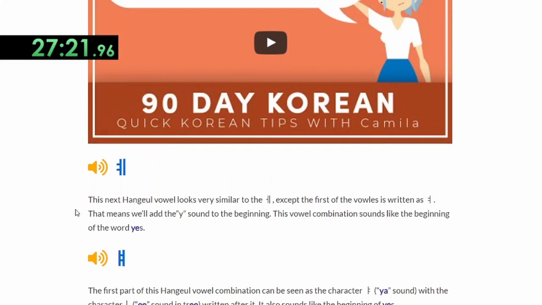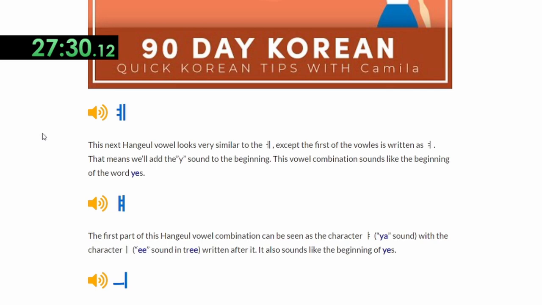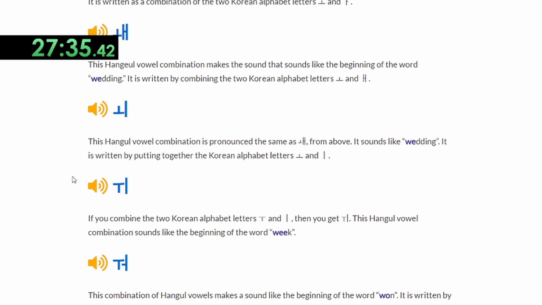Oh, and there's a bunch more vowel combinations. So it basically just takes the E sound and I'm guessing the oo sound in brook and then combines them in interesting ways. Mastering Korean alphabet reading.